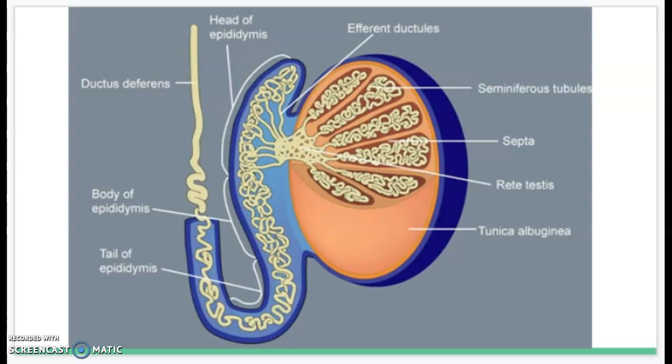If you were to zoom in on a testicle, so let's say you do a cross section and cut it in half, this is what the inside of the testicle would look like. So all these things help with producing sperm and producing the fluid that helps transport the sperm inside of the testicle and then out through the body.